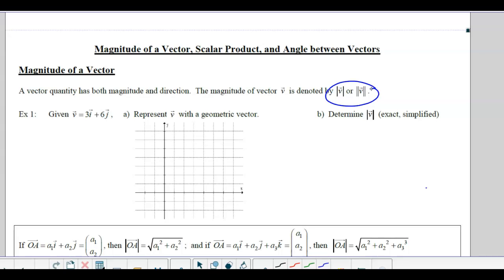So the first one: given vector v, represent it with a geometric vector. So just sketch that. It's kind of nice to have a straight edge for this unit.